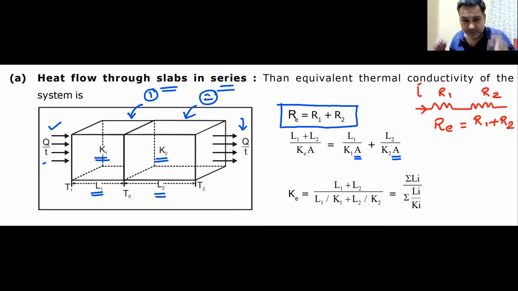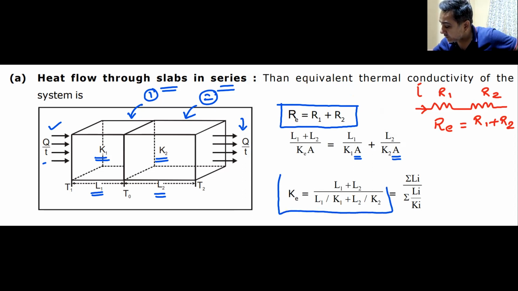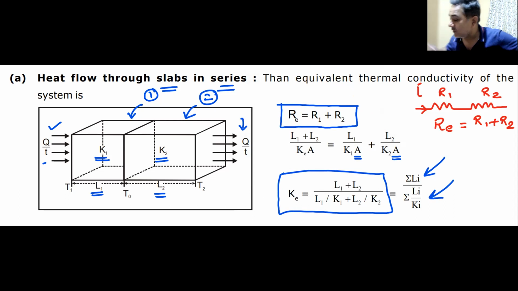Now they have found it in different ways. They have found the value of K equivalent from the following formula, which you can write like this for two rods. If the number of rods is more, then K equivalent becomes the summation of Li, that means L1 plus L2 plus L3 plus L4 plus L5, divided by the summation of Li by Ki, that means L1 by K1 plus L2 by K2 plus L3 by K3 and so on. Do we understand this?